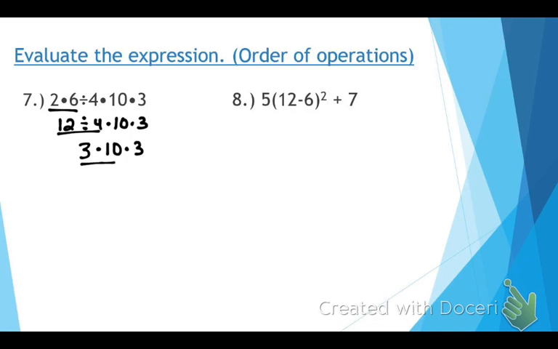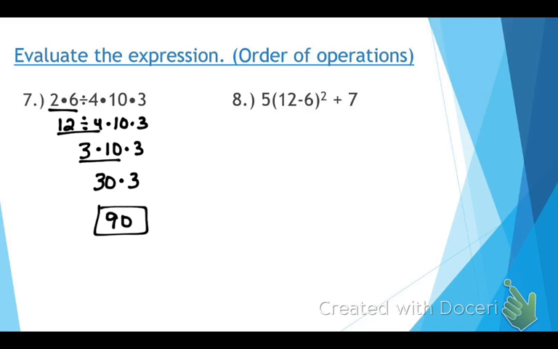Should I do this problem on the left side or should I do this one on the right side first? Always work from left to right with multiplication and division. What's 3 times 10? 30. 30 times 3 is what? 90. Raise your hand if you got that correct on your own.